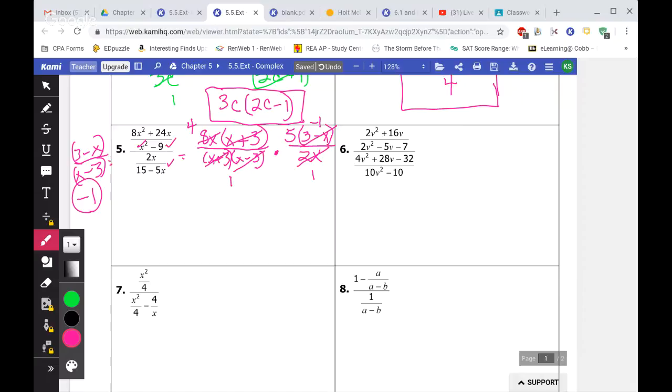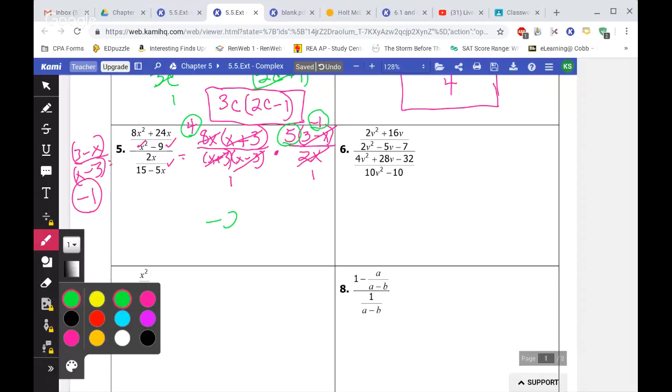So let's look, and what do we have left at the top? We've got a 4, we've got a 5, and we've got a -1. So 4 times 5 times -1 is -20. And that's our final answer for number 5.